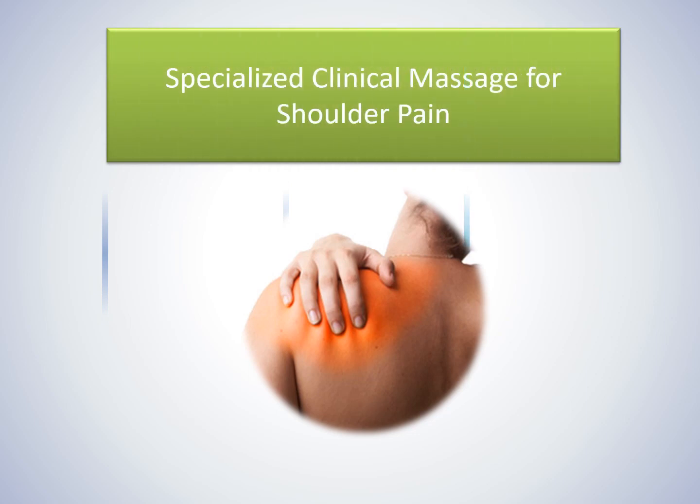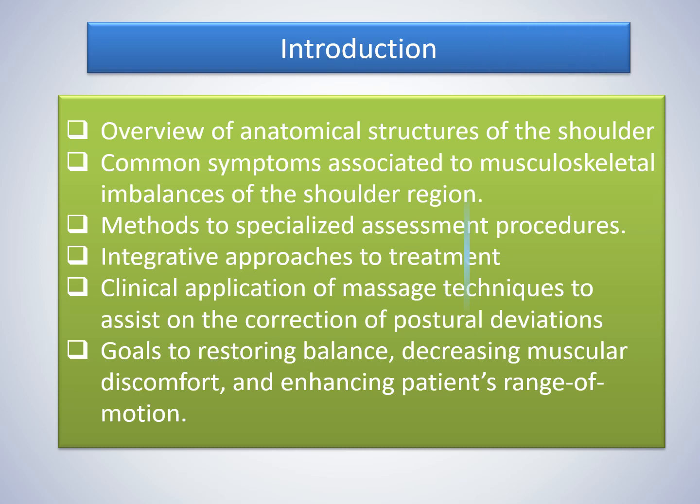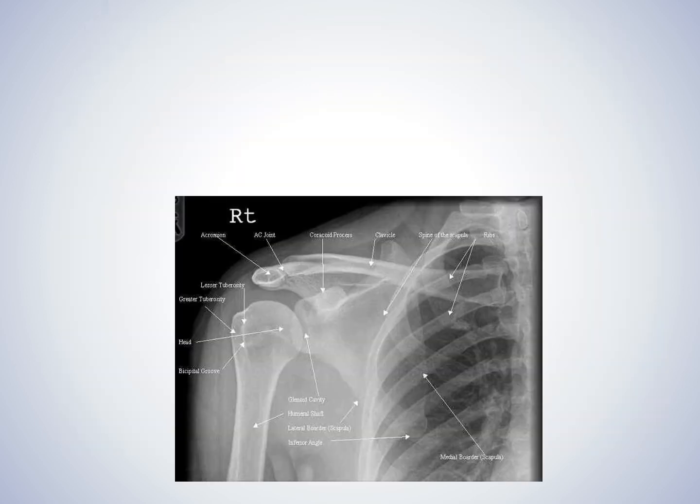Today, we're going to be talking about a specialized clinical massage for shoulder pain. During this presentation, we're going to have an overview of the anatomical structures of the shoulder, common symptoms associated with musculoskeletal imbalances of the shoulder region, specialized assessment procedures, integrated approaches to treatment, and clinical application of massage techniques to assist in the correction of postural deviations. Also, goals to restore balance, decrease muscular discomfort, and enhance patients' range of motion.